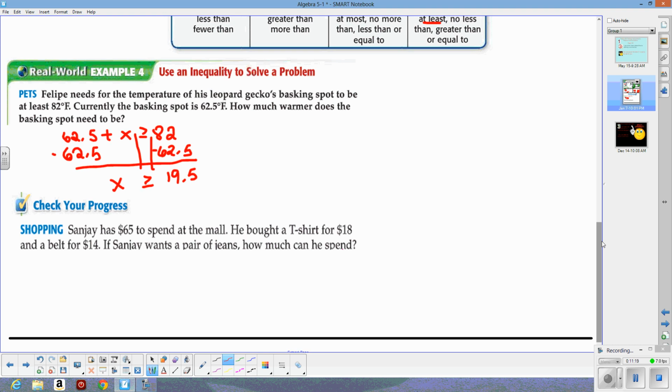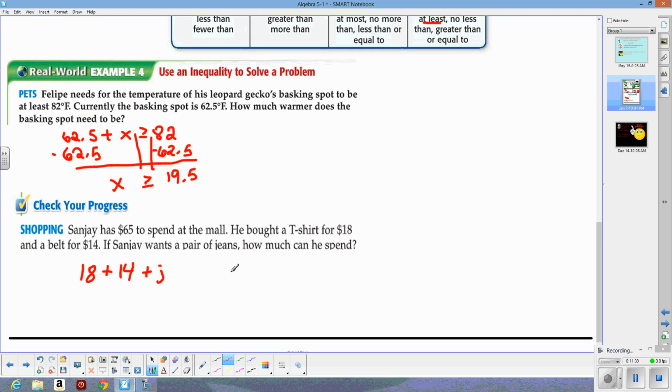The last example, Sanjay has $65 to spend at the mall. He bought a t-shirt for $18 and a belt for $14. If Sanjay wants a pair of jeans, how much can he spend? Well, he's got a t-shirt for $18, a belt for $14. He wants to buy some jeans, so I'm going to use J for the price of the jeans.